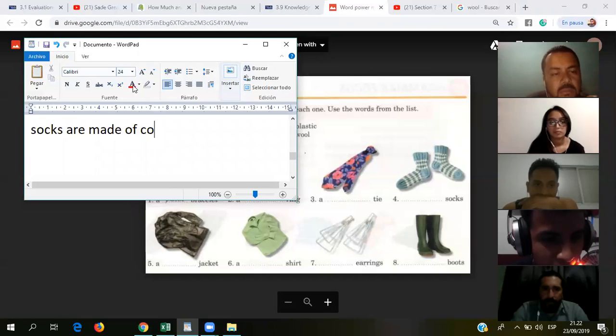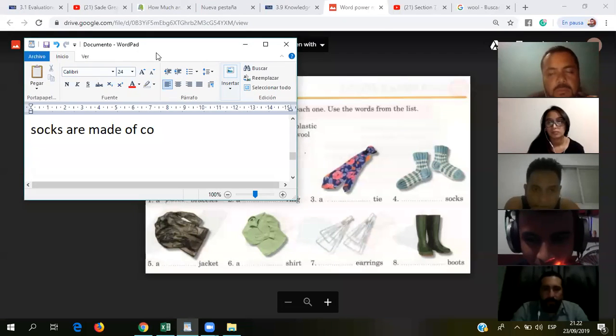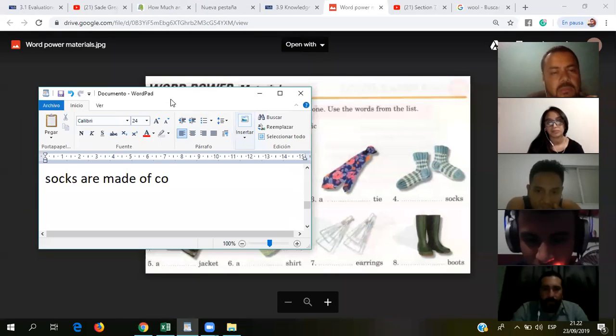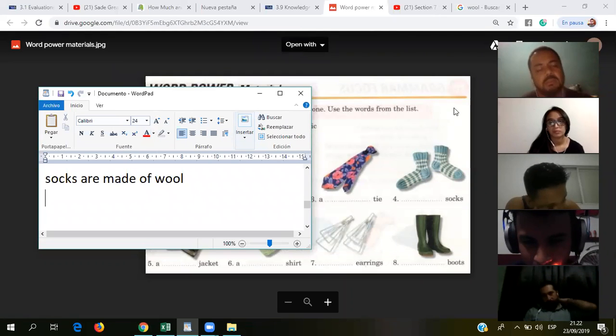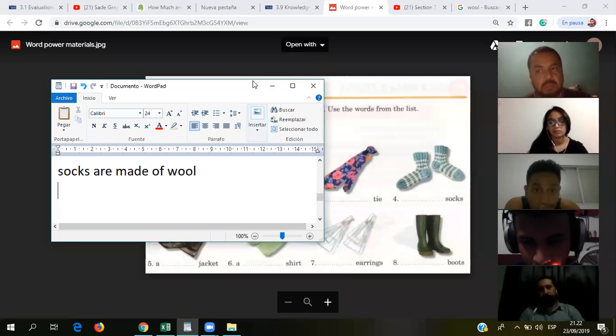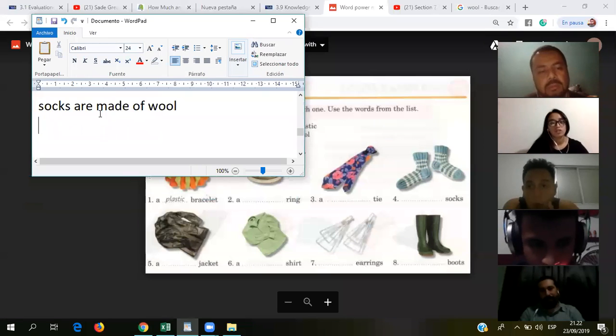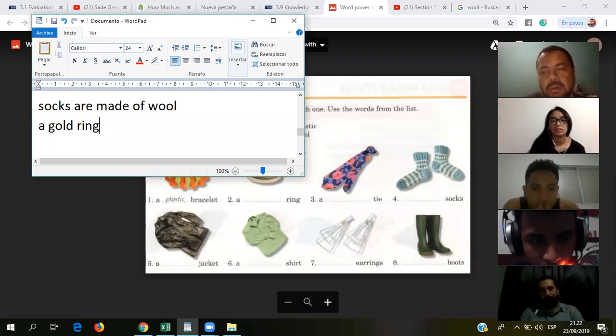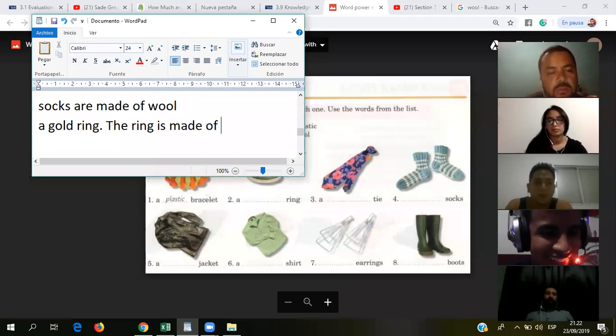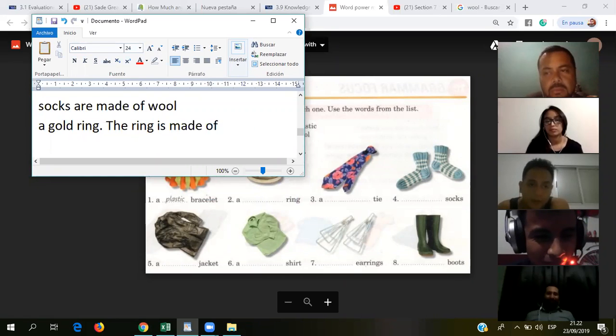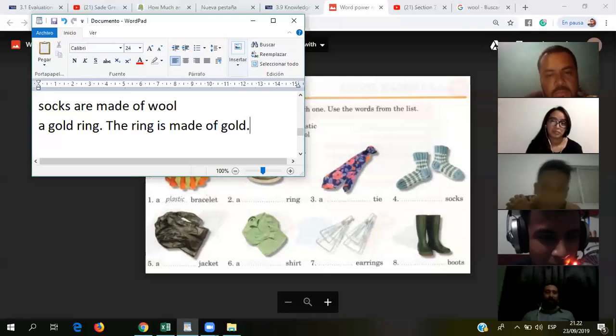Let me see which one could be wool. I think the socks are wool. Wool, right? Yes. Very good. What about number two? The ring. The ring is gold, silver, or gold ring. The ring is made of gold. One ring to round them up. The ring is made of gold. Very good. Make those two sentences.